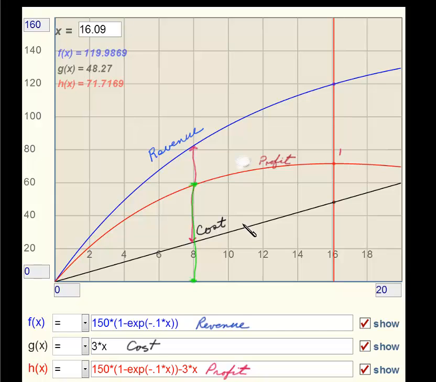So if I wanted to know what the profit was from the time we started this enterprise, that would be t equals 0, until we hit the useful life, 16.09 years, what I could do would be to integrate the difference between the revenue and the cost. That is, I would just integrate the revenue function minus the cost function, and that would give me the area between these two curves. Now, of course, that would be the same as the area under the red curve, because the red curve is just the difference between those. So this is an application of the area between two curves.